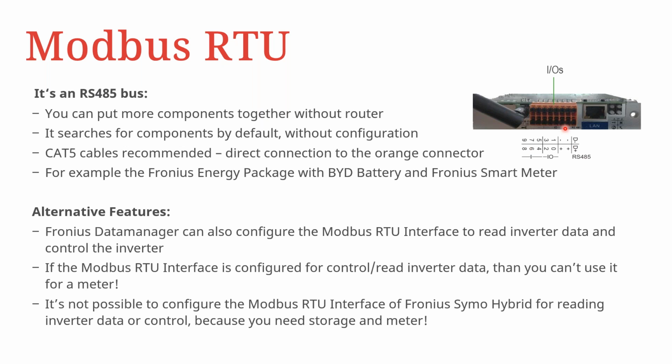Next up is just to give you extra information about alternative features. The Fronius Data Manager can also configure the Modbus RTU interface to read data and control the inverter. It is possible. And if the Modbus RTU interface is configured for control or read inverter data, then you can't use it for a meter, a smart meter. It is also not possible to configure the Modbus RTU interface for Fronius Symo Hybrid for reading inverter data. This is because you would need storage and meter, because the Fronius Hybrid is actually a battery connectable inverter.